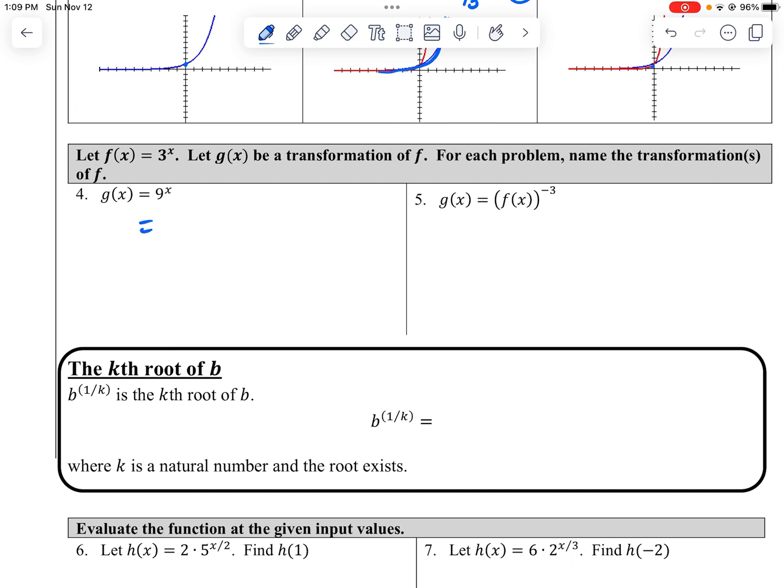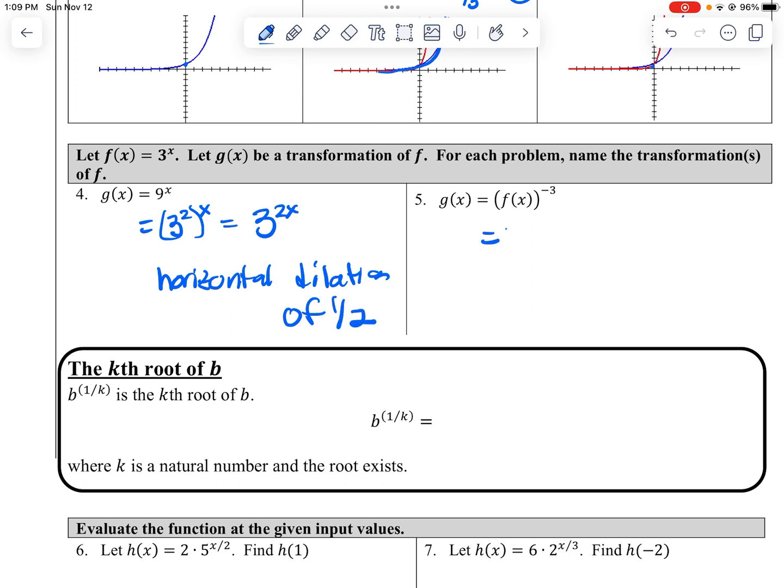So what is this really? This is really 3 squared to the x power. So that's really 3 to the 2x. So it's a horizontal dilation of 1/2. So this one, we have 3 to the x to the -3. So that's 3 to the -3x.